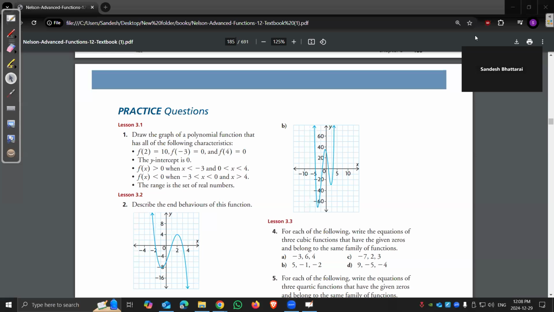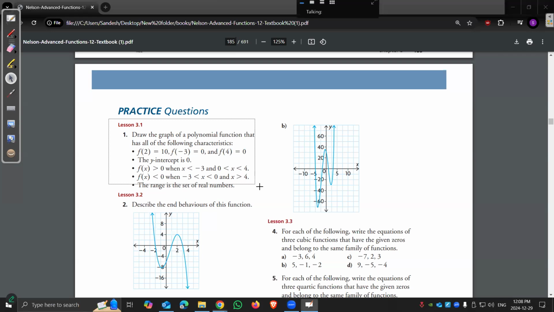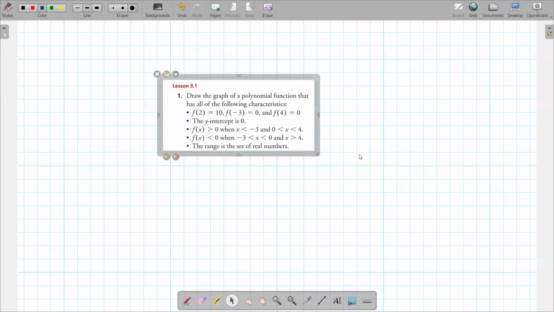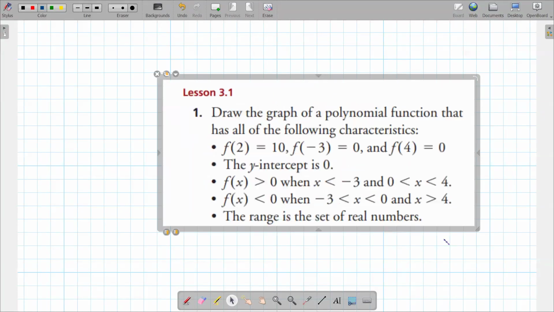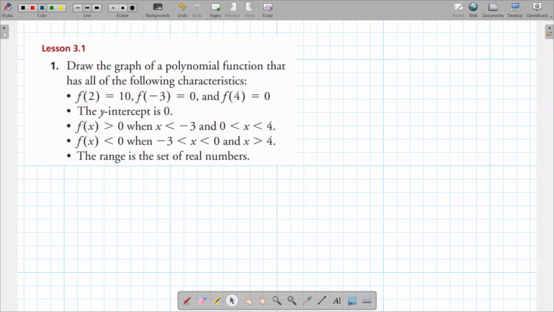All right, so let's look at graphing some more polynomials. Here's a question. We're given a few conditions, and we need to graph a polynomial function that matches these. Okay, so let's try this. How hard could it possibly be? So all the points, graph them first. You don't have to be precise here.